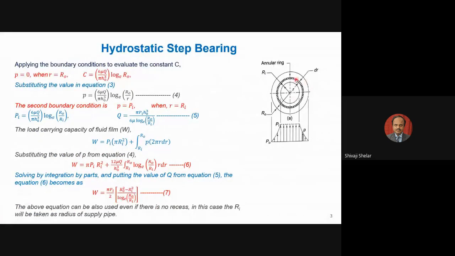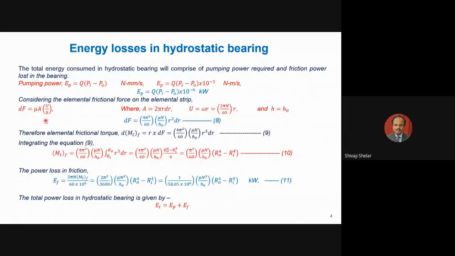Now on this elemental area, a small tangential force will be acting, that is because of fluid friction. So that tangential force, differential force, I am considering as a dF. To determine the value of dF, I am using Newton's law of viscosity. So considering the elemental frictional force on that elemental strip, dF is equal to mu A into U by H.